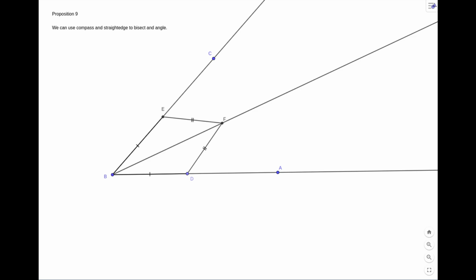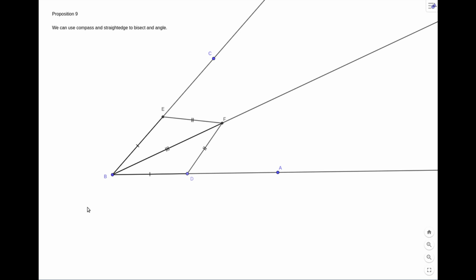Now we're almost there in showing that this really gives us our bisection. And so we need to just take a look and see, well, why are these two angles, FBE and DBF, going to be congruent? Well, as we can see, our line segment BE is going to be congruent to our line segment BD. We have from our equilateral triangle that our line segment EF is going to be congruent to our line segment DF. And then finally, our line segment BF is just naturally going to be congruent to itself.